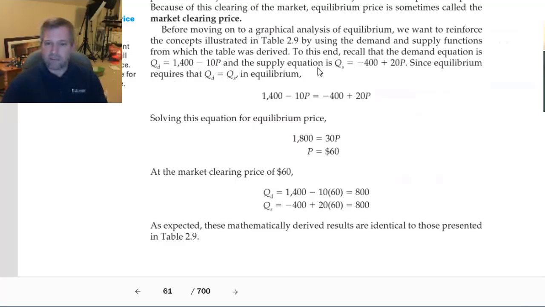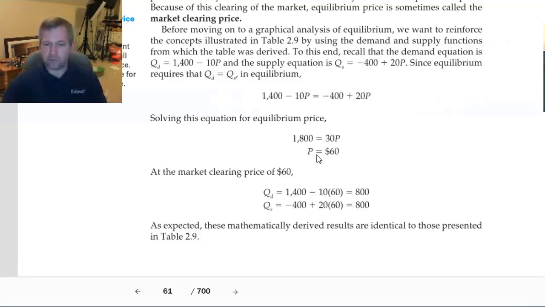Since I know QD has to equal QS, then 1400 minus 10P has to equal negative 400 plus 20P. So this side is the quantity demand side, and this side is the quantity supply side. Those two have to be equal to each other. And then, algebraically, you can just solve to figure out that P equals 60.